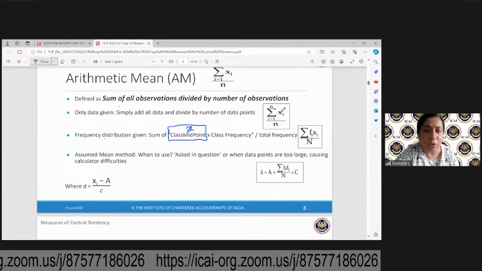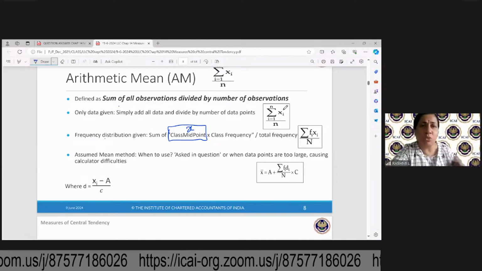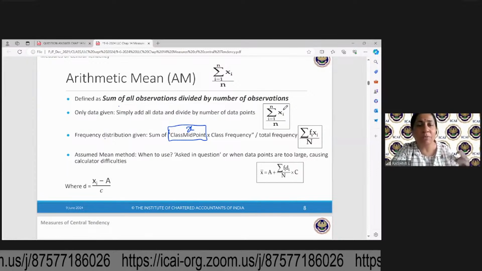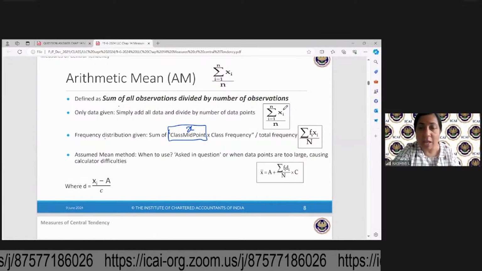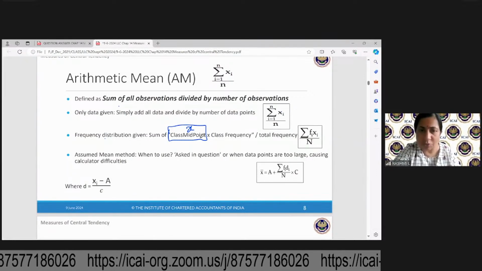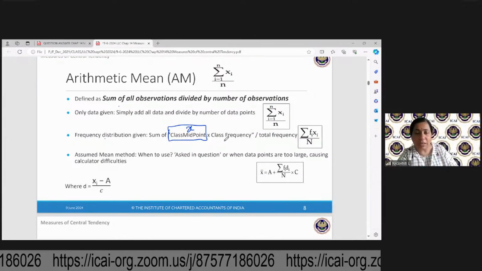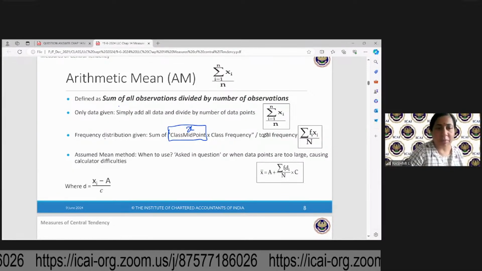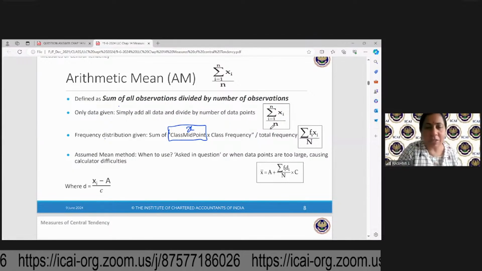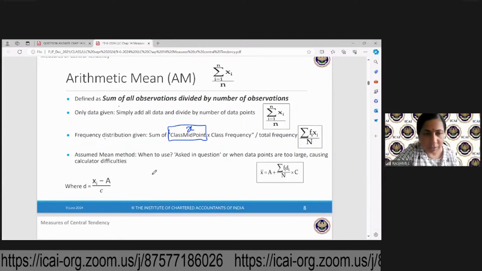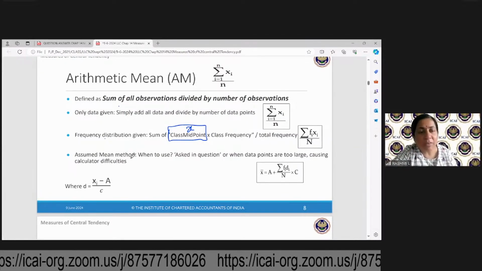Okay, here what happens is you have discrete numbers. You just take the numbers, you add them up, you divide it by n, you get the answer. But when you have a frequency distribution, you have to first calculate the midpoint, and then you have to multiply with the class frequency, and then you find the summation and then divide it by the total frequency.